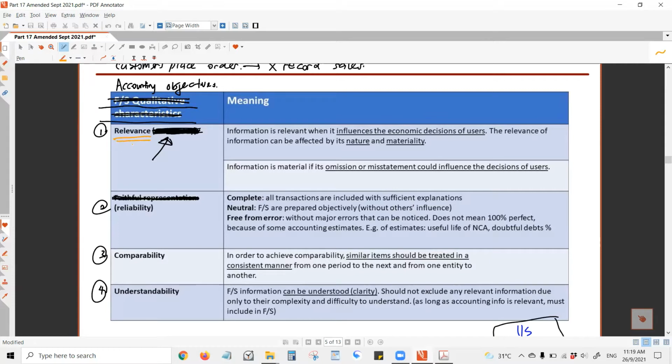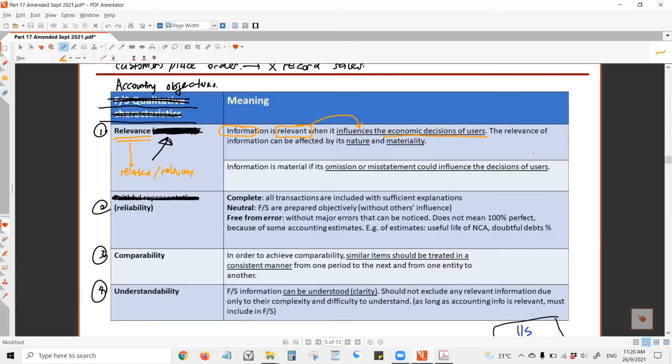Relevance. Relevance means related, right? Related or relevant. It's telling you that when you do accounting, when you present accounting information, you must ensure that all the information that you present is relevant. Relevant means it must influence the economic decision of the users. It should be able to influence the economic decision of the users. So what does this mean?